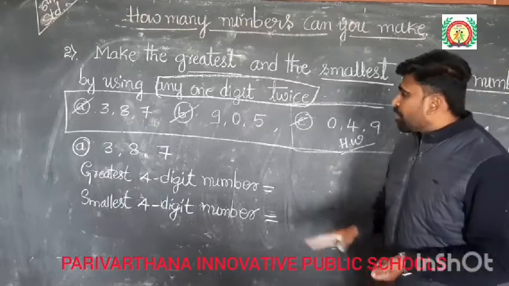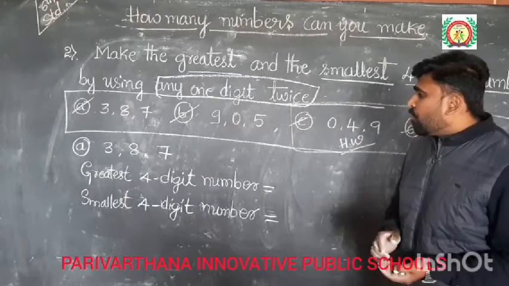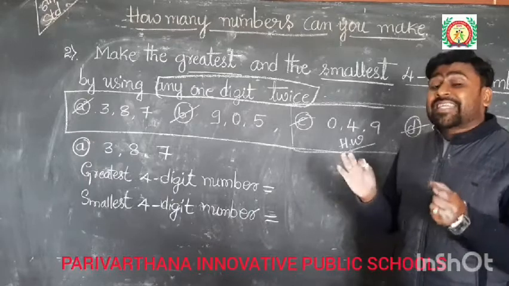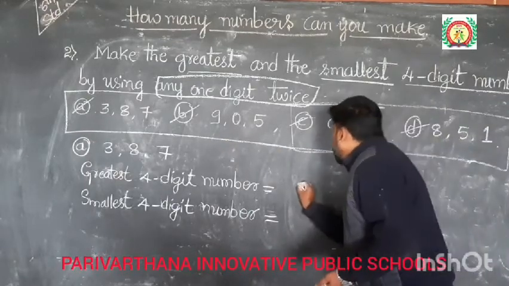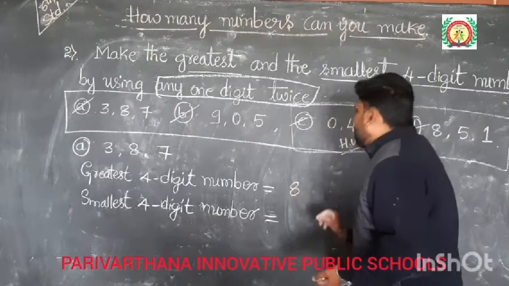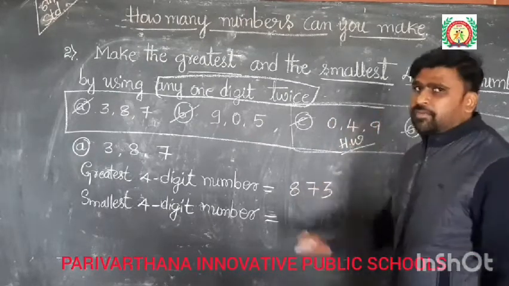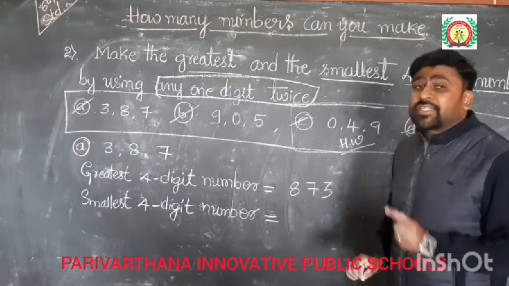Now listen here. Same as the first main, we have to find the greatest 4 digit number. Greatest number means descending order. First, regarding the 3 digits, what is the highest? 8. Then afterwards 7. Then afterwards 3. Arranged. Correct? Now we have to find the greatest number.